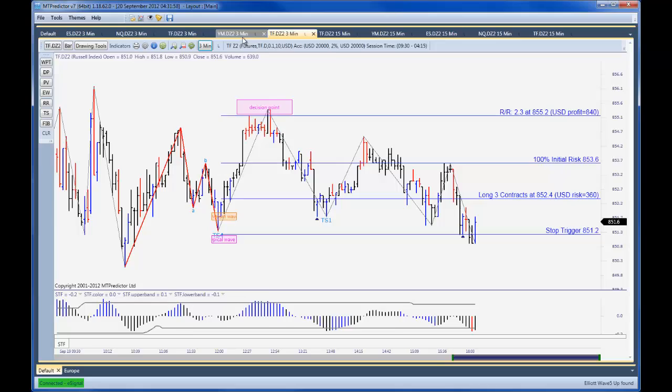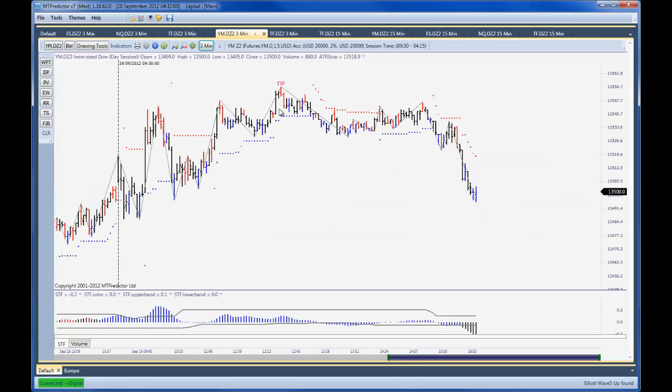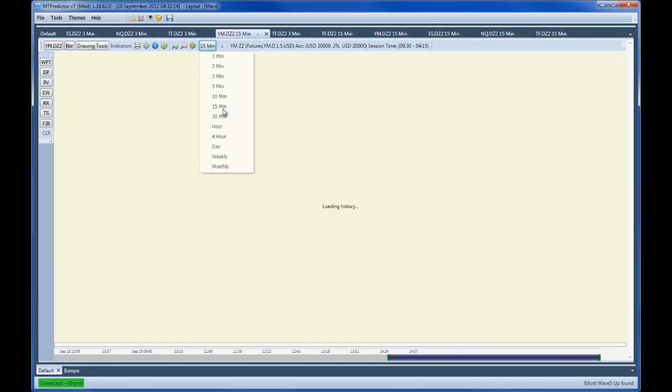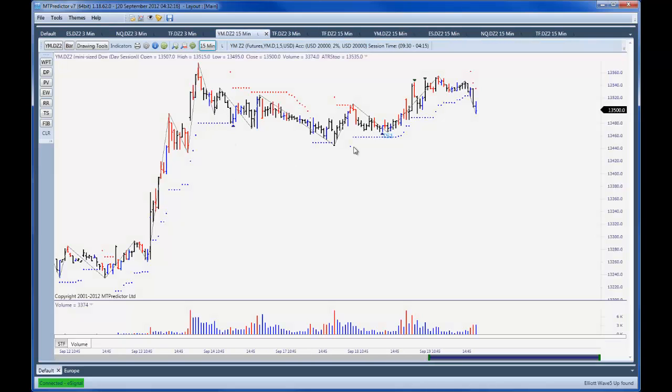But now let's come back to this DP sell on the YM, and I'd like to show you an exception I use when you're an advanced trader and you're looking to take trades that are against the STF direction. First and foremost, we normally look at the large degree trend. So if we go out to the 15-minute chart, you can see the market was going up here.